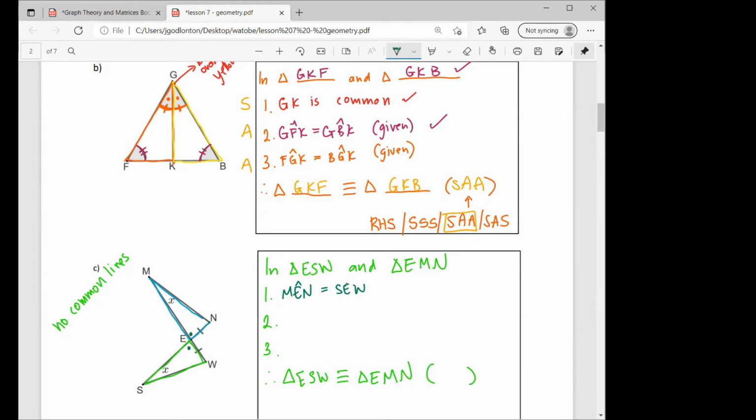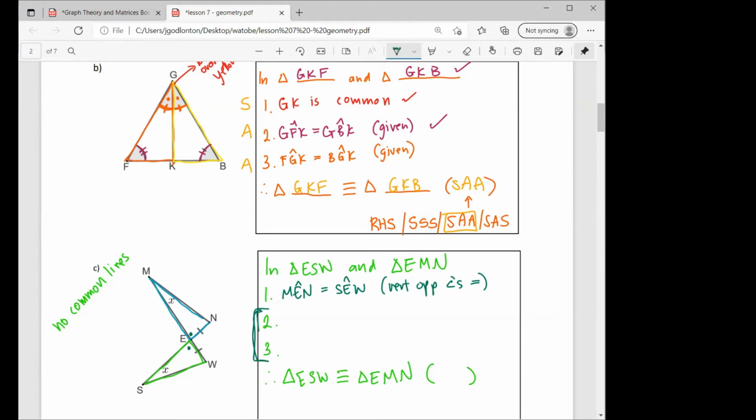Okay, and my reason for that would be vertically opposite angles are equal. Okay, so Canva has helped you all. He's given you the hardest one. Now you need to find these 2 more reasons, and they should be nice, easy ones, things that have just been given to you.